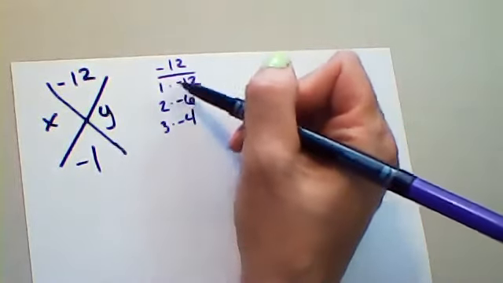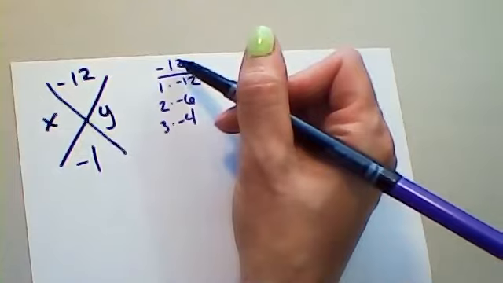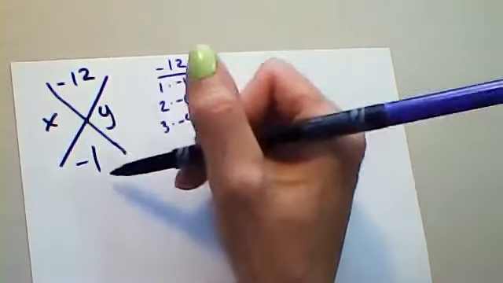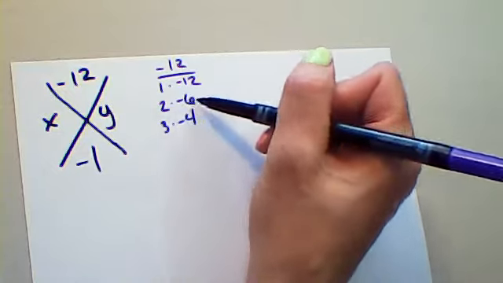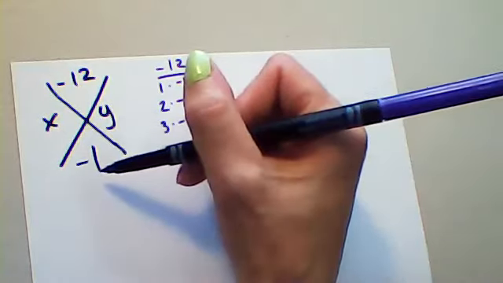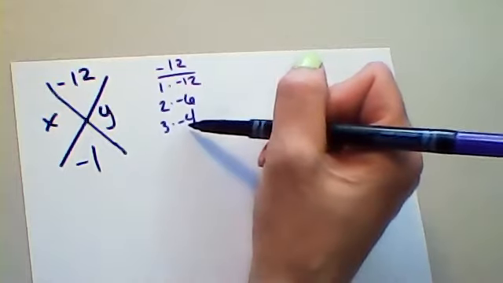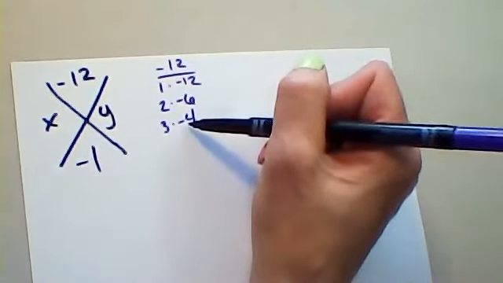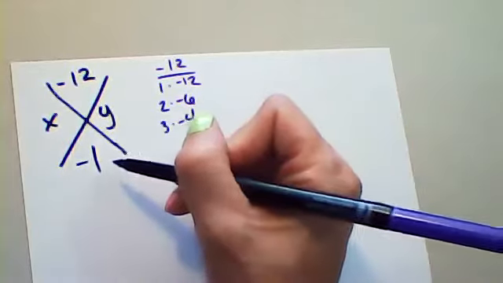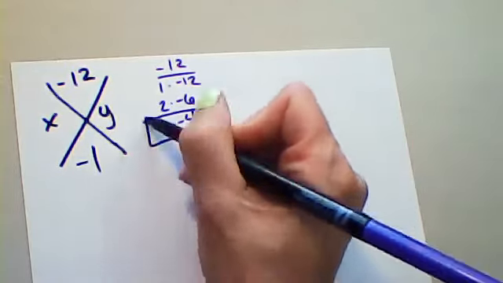So let's see, 1 times -12 is -12, but they don't add together to give us -1. 2 times -6 is -12. When I add them together, it gives me a -4, not a -1. 3 times -4 is -12, and 3 plus -4 is a -1. That gives us that -1 we're looking for. So these are my factors.